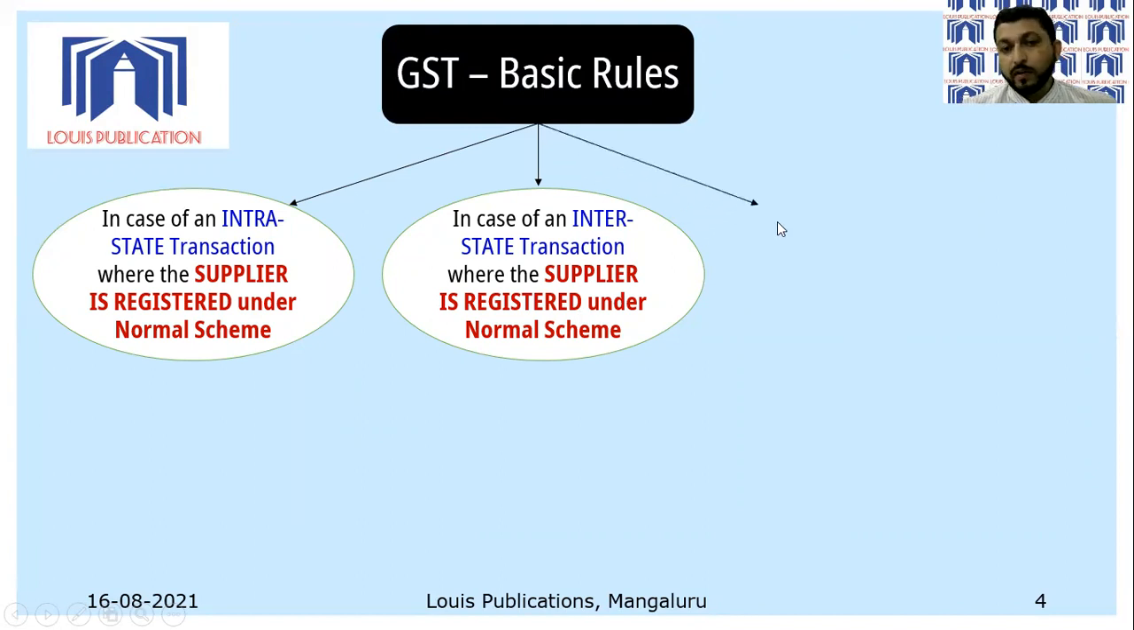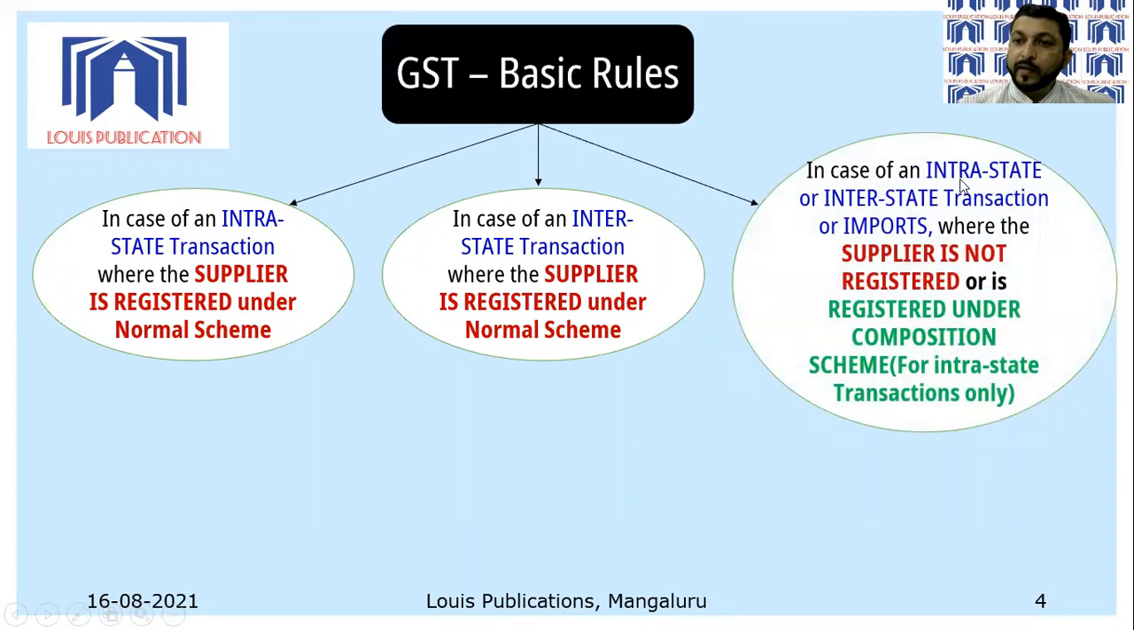Then the third thing that we will take, very important, in case of intrastate or interstate transaction or imports from a foreign country where the supplier is not registered. This is a very, very important point. Supplier is not registered, or if the supplier is registered under composition scheme, that is for intrastate transactions only, because a composition dealer is not supposed to sell the goods interstate. So as far as composition scheme registration is concerned, that will be applicable for intrastate transactions only.